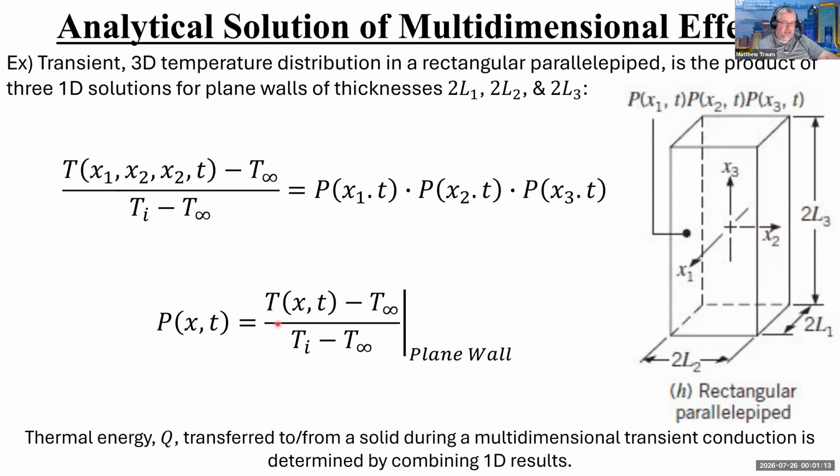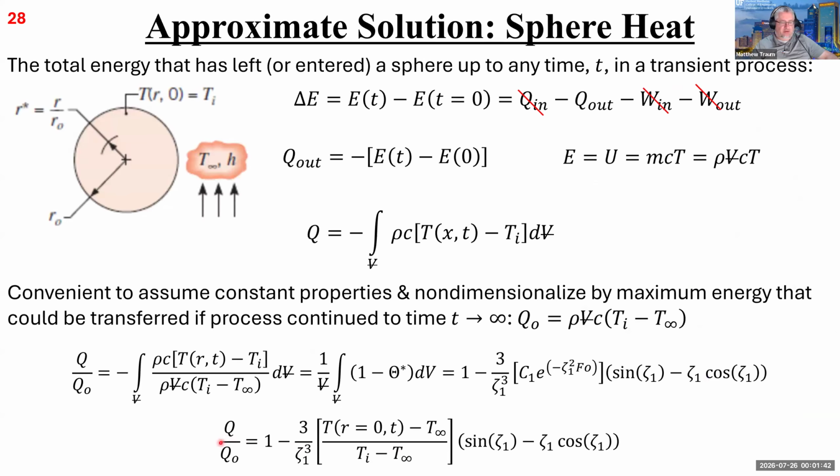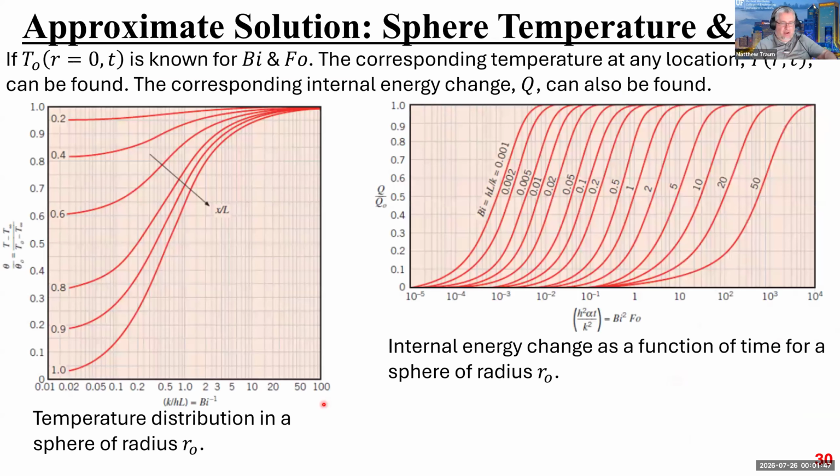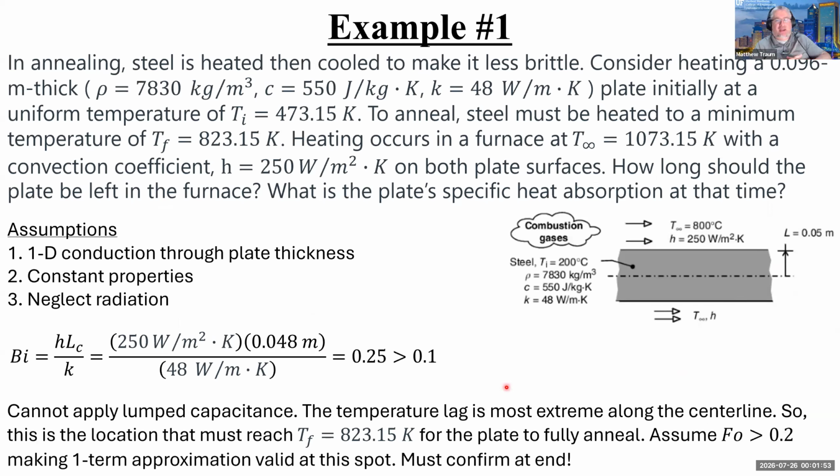And this, by the way, just so you see it again, is the expression for the temperature profile inside a plane wall, right? It's just theta. It turns out, I won't do it for you, that the thermal energy Q that gets transferred to or from a solid like this during multidimensional transient conduction can be determined just by combining the one-dimensional results the same way that we did for this, right? So you just find the Q value for each one of those shapes individually, and then you just combine them together, right? And that gets you Q. Okay. Whoa, that was awesome.